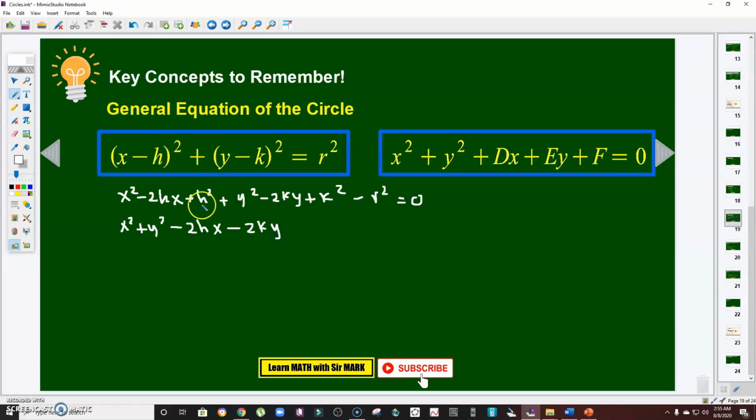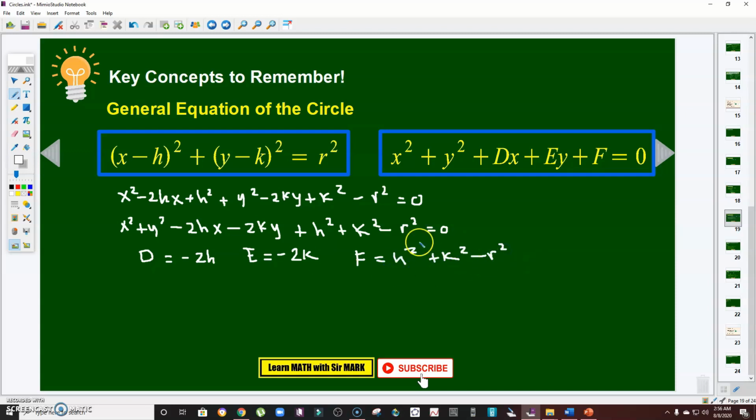And then the terms that don't involve x and y, so that will be the constant, that is h squared plus k squared minus r squared equals 0. See that? So meaning to say, this is x squared plus y squared. The d is equal to the coefficient of x here, which is negative 2h. Likewise, the e is the literal coefficient of y, so that's equal to negative 2k. And lastly, the f, which is the constant, is equal to h squared plus k squared minus r squared.